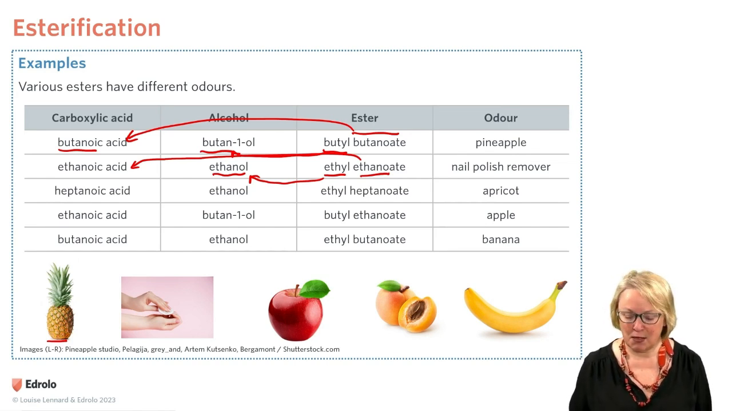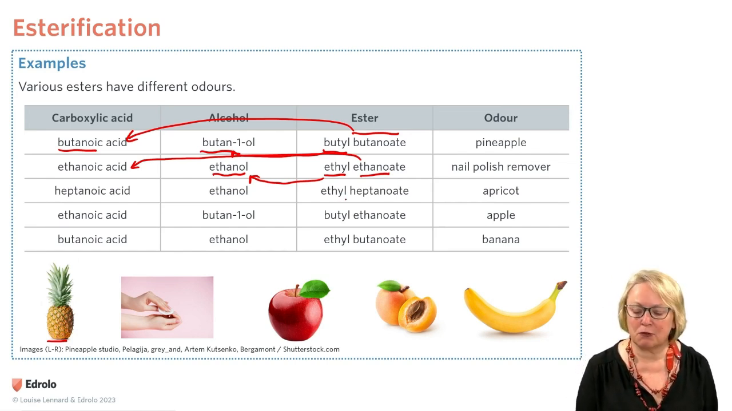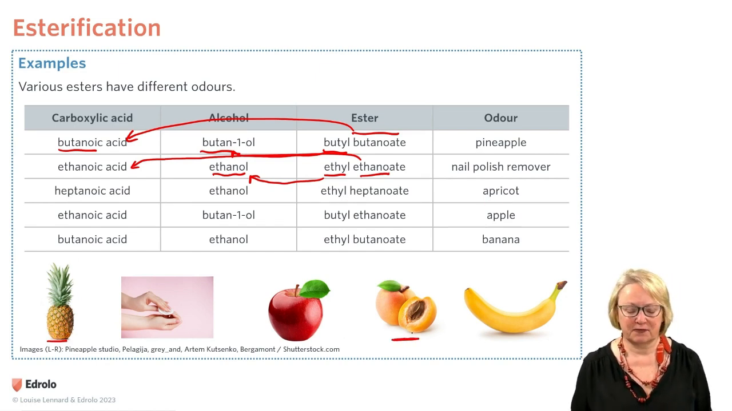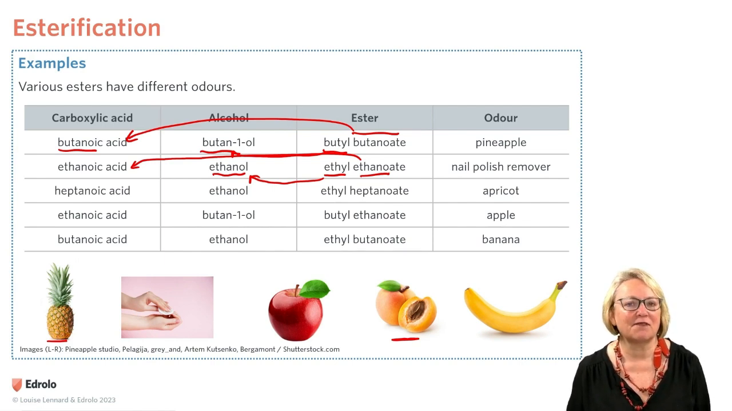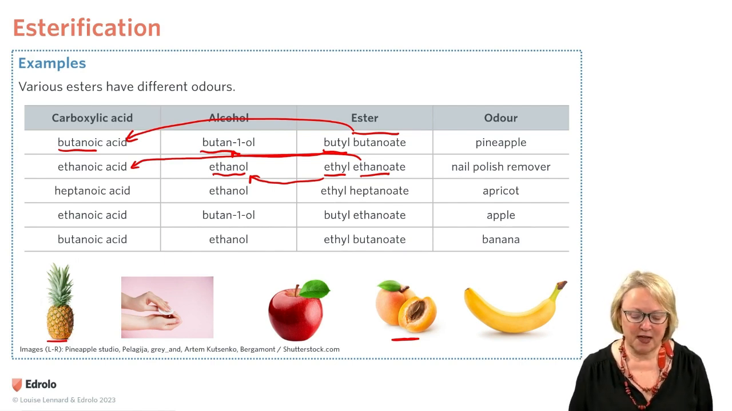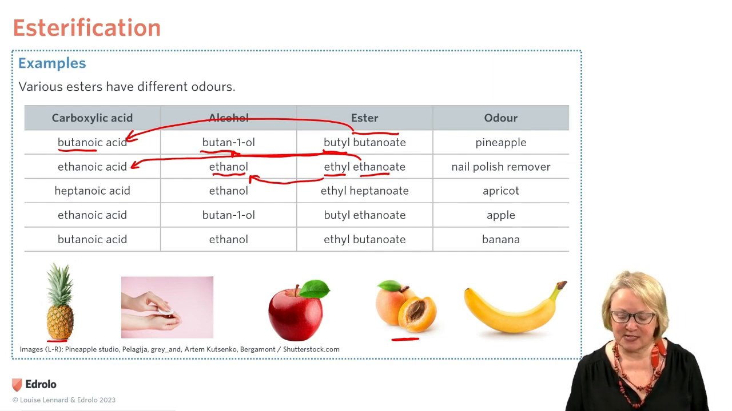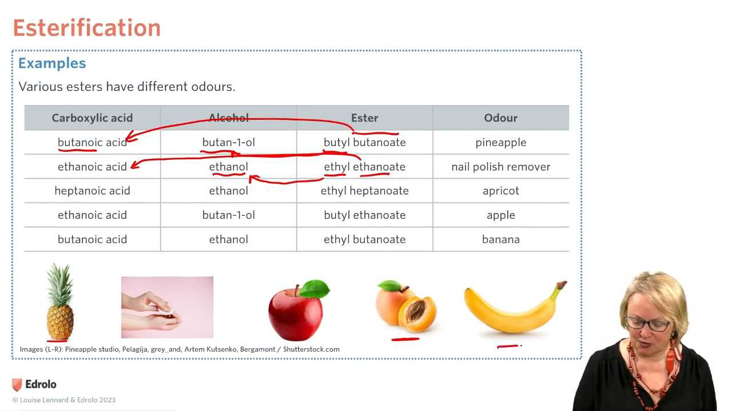Heptanoic acid and ethanol produces ethyl heptanoate, and it tastes of apricot. Ethanoic acid and butan-1-ol produces butyl ethanoate, and it's got a characteristic flavour or odour of apple. And finally, ethyl butanoate is derived from ethanol and butanoic acid. It's got a banana odour.